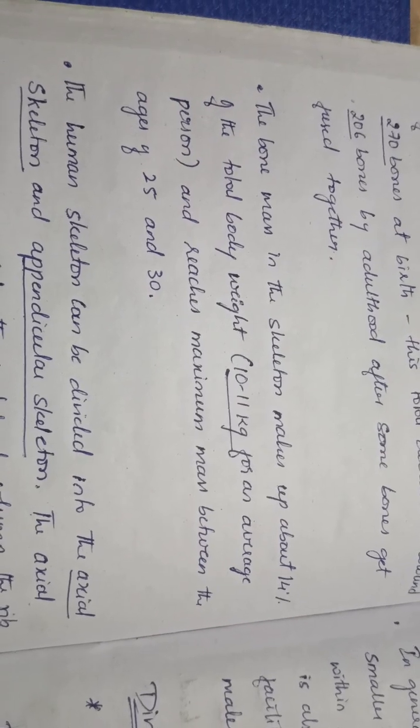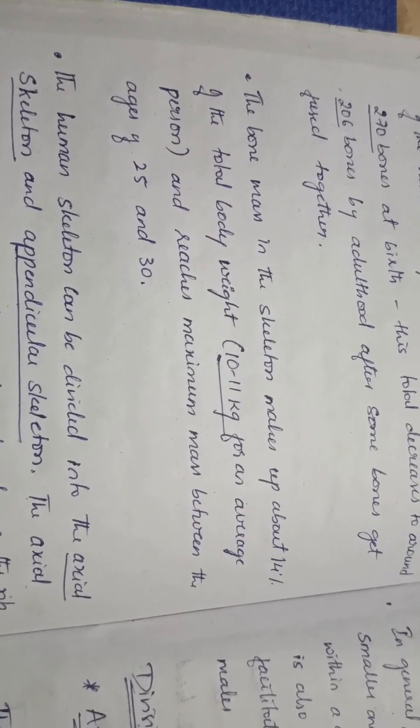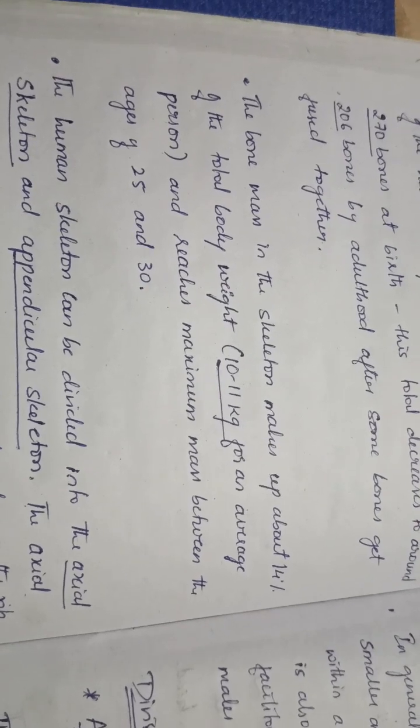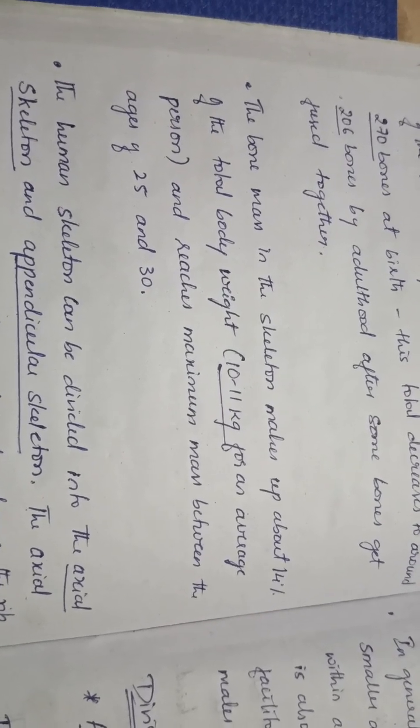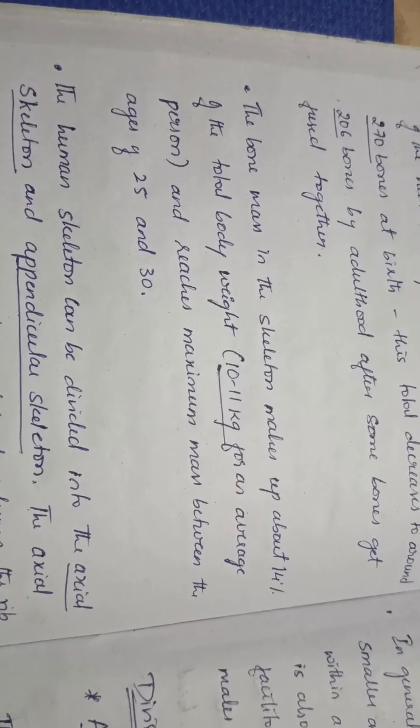The skeleton makes up about 14% of the total body weight, 10 to 11 kg of an average person, and bone mass reaches its maximum between the ages of 25 to 30 years.